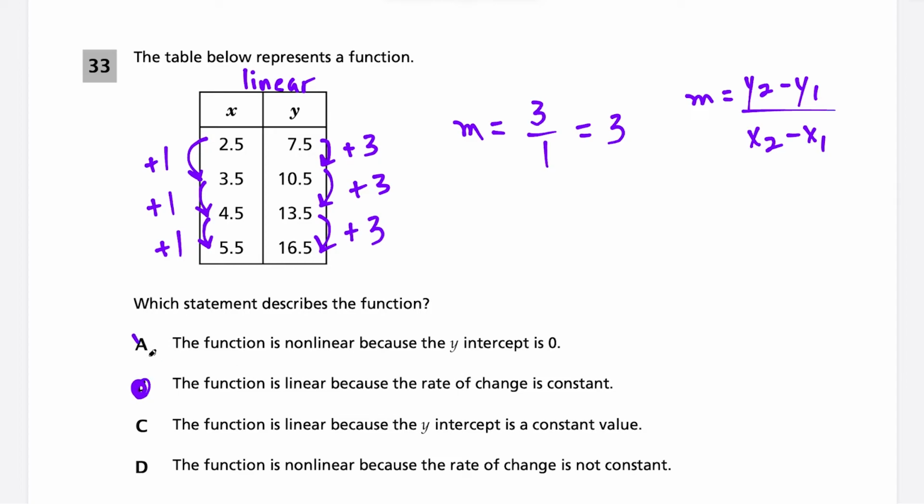These answers are just wrong by default because they're saying nonlinear, but let's see what's wrong with choice C. The function is linear because the y-intercept is a constant value. No, that would just be true for any line, but what makes something linear is the rate of change being constant. The y-intercept being a constant value is also true for, let's say you have a parabola, something like this. Okay, if I just drew out something random like this, and let's say it hits the y-axis at 1, there's a constant y-intercept here, but that's, once again, this is not a linear function. So C is no good. B is definitely our answer.